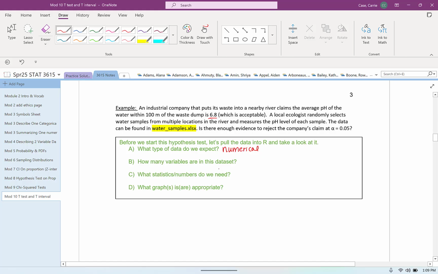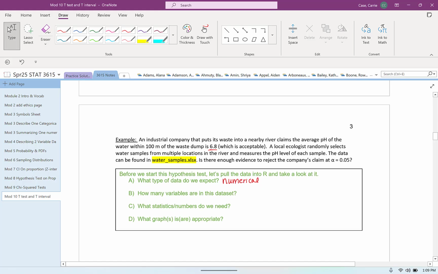And we'll see how many variables are in this data set in a minute. But we're doing a t-test, and to do a t-test, we have this test statistic, x bar minus mu over s over the square root of n. So we're going to need x bar, we're going to need s, and we're going to need n. We'll also need the mean mu, but it'll come from our hypotheses, H0 or Ha.